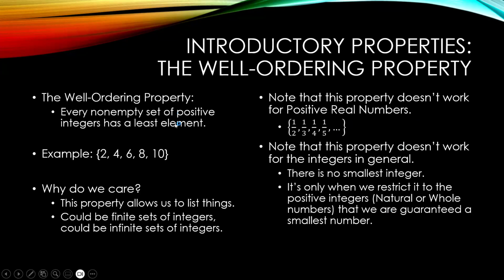Well, our ordering property, though, is just for integers, and so positive integers, meaning whole numbers. Note that the property doesn't work for integers in general. There is no smallest integer. You can go off to negative infinity, and you will still be able to find things much smaller.